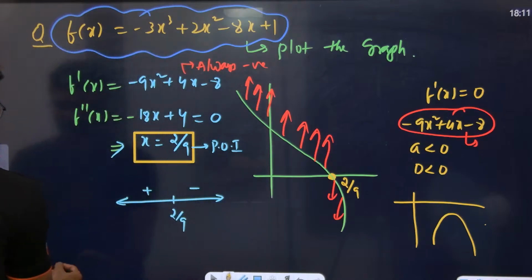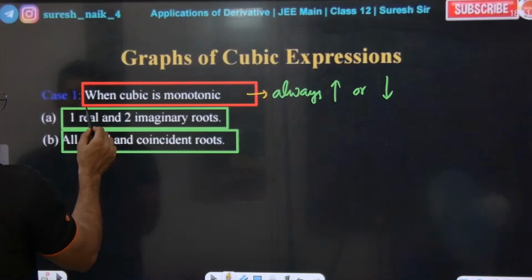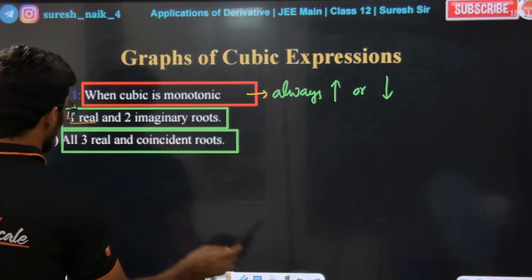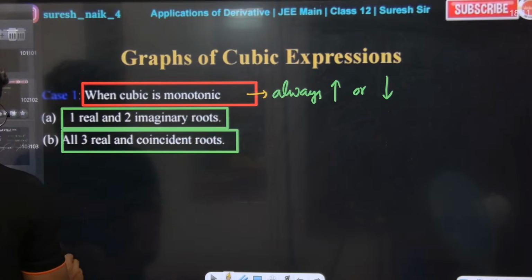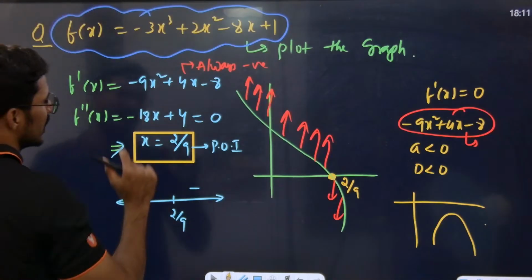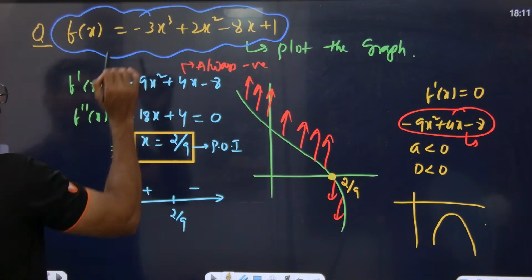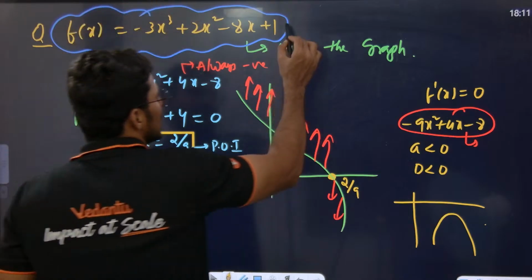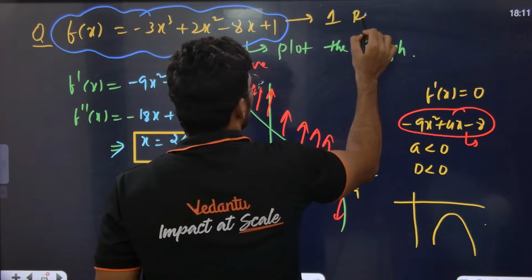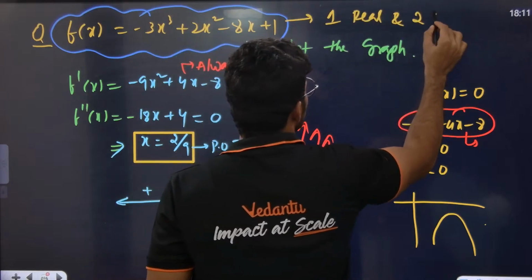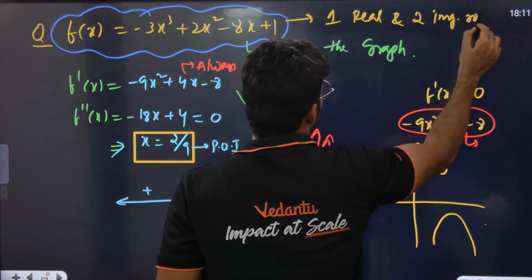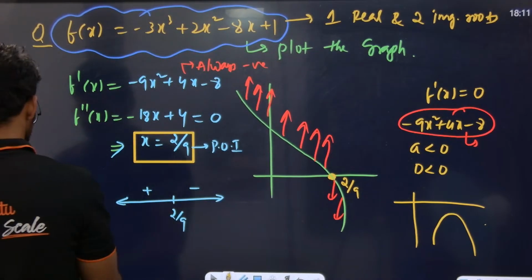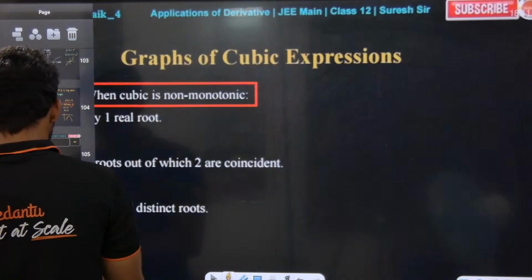So in case 1, for example, in the case 1 there is one real root and two imaginary roots. In the example, the one real root and two imaginary roots match perfectly. Are you getting the point? This is the example for what? This has one real and two imaginary roots. But clearly the graph should be like this. Understood?